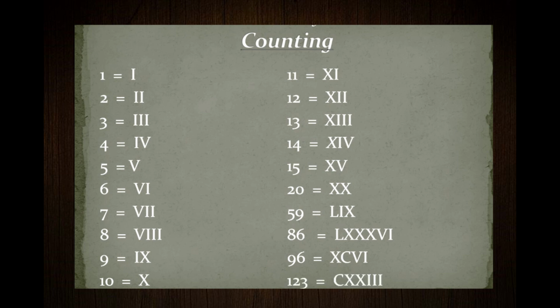And the last one here on this is 123. So again, the 1 is the first column, which stands for 100. We've got 1, 100, so that's a C. We've got 20 as the second number, the 2, and that's 2 X's for 10 plus 10, that's 20. And then we're going to have a 3 at the very end, which is just 3 I's. So that is 123 in Roman numerals.